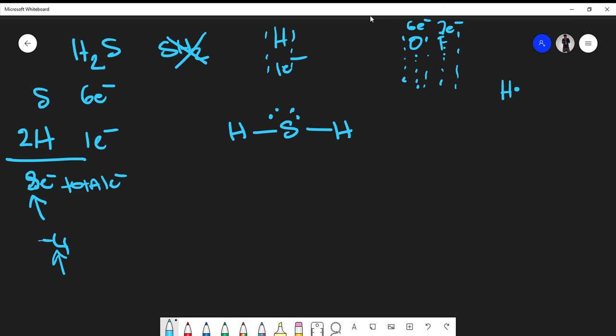Hydrogen is happy. And the number of electrons that we've placed in the formula matches how many we counted in the initial stages.